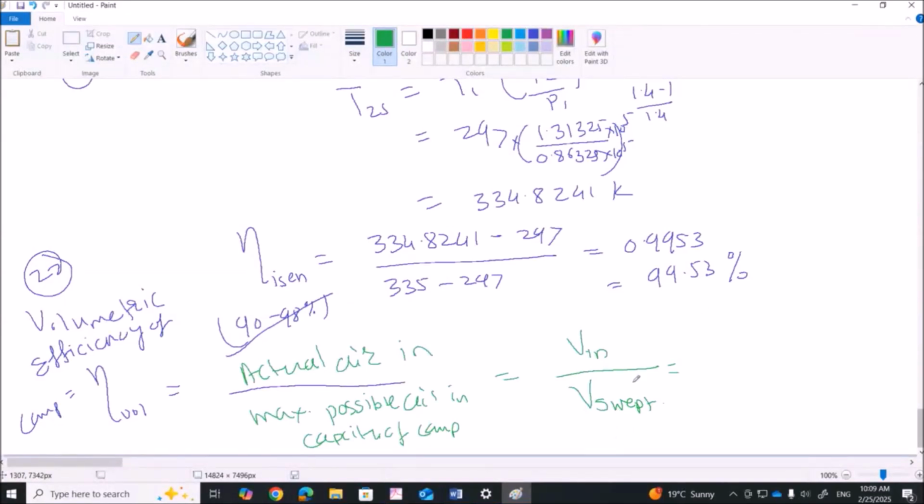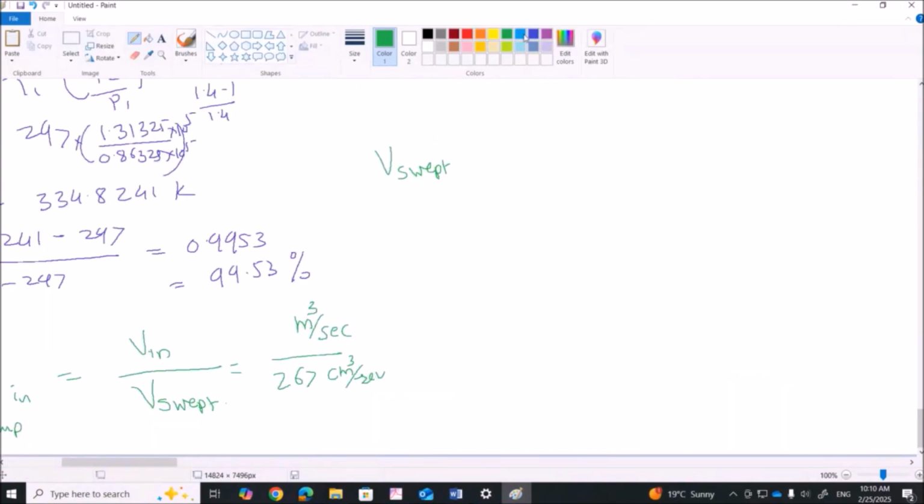So check the units now. What is the unit given to you? V in, I calculated already, in meter cube per second. This should be in meter cube per second. But what is given to me? 267 centimeter cube per revolution. So see, the units are not the same. So I need to convert V swept, which is 267 centimeter cube per revolution. What do I need? Meter cube per second.